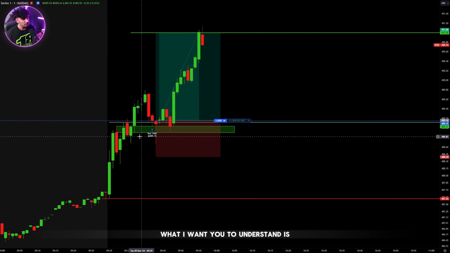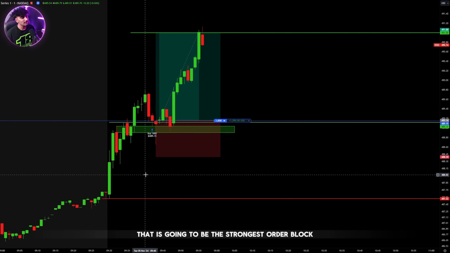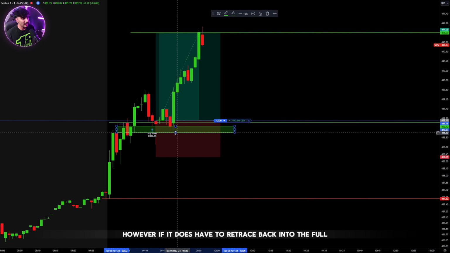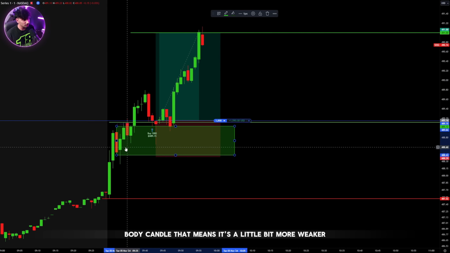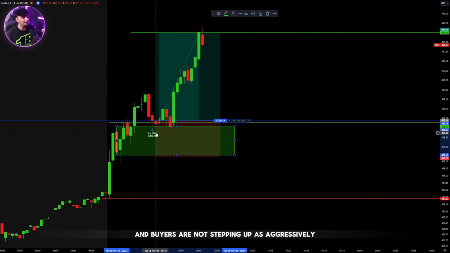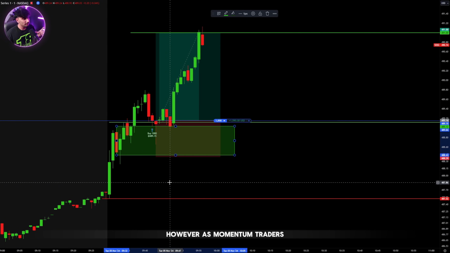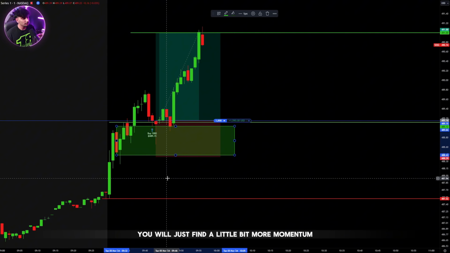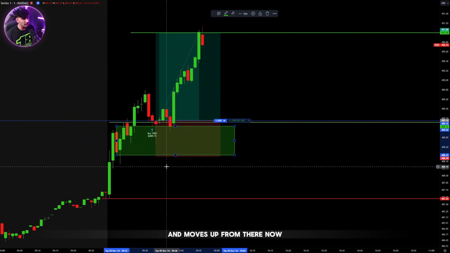However, what I want you to understand is if the order block holds the wick, that is going to be the strongest order block. However, if it does have to retrace back into the full body candle, that means it's a little bit weaker and buyers are not stepping up as aggressively as they should. This doesn't mean that the trade is invalidated. However, as momentum traders, you will just find a little bit more momentum if the trade only retraces back into the wick and moves up from there.